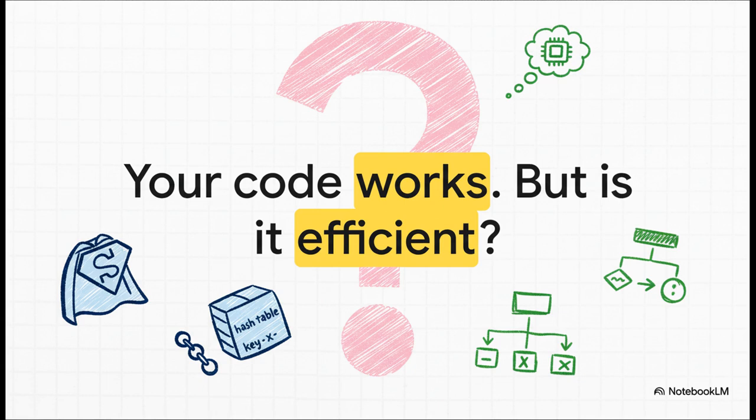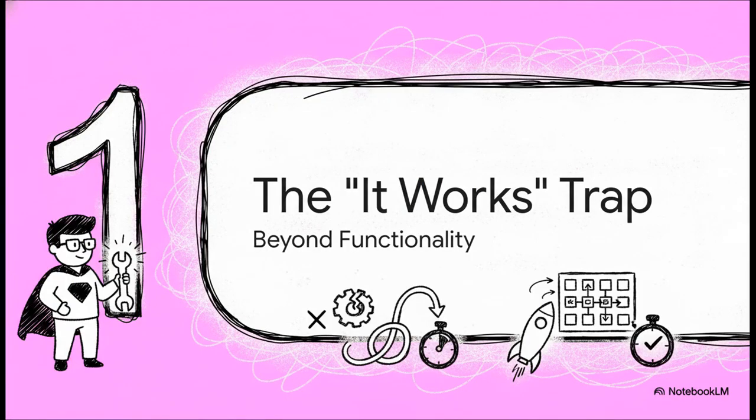You've been coding away, you finally hit run, and it works. That's an amazing feeling, right? But here's the thing. Is it actually efficient? Is it fast? And maybe more importantly, what happens when you throw 1,000,000 items at it instead of just 10? Is it going to stay fast? This brings us straight into what the book calls the "it works" trap. And trust me, it's a place every single one of us has been, especially early on in our coding journey.